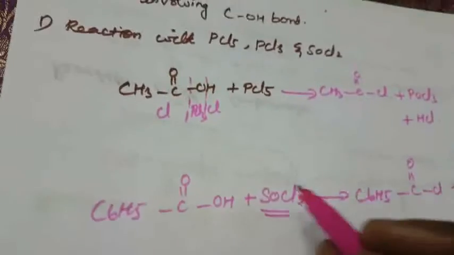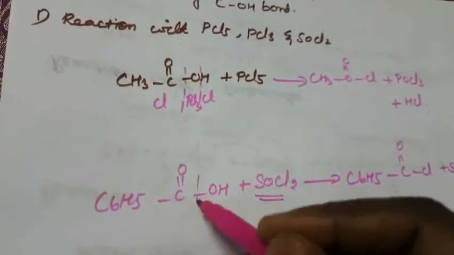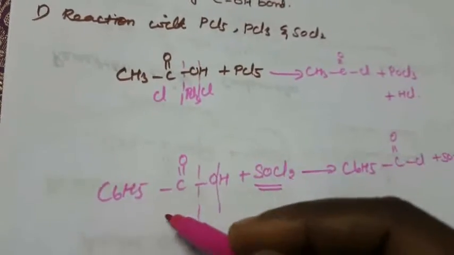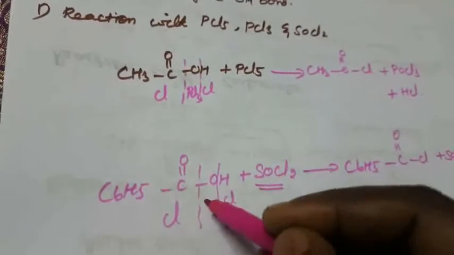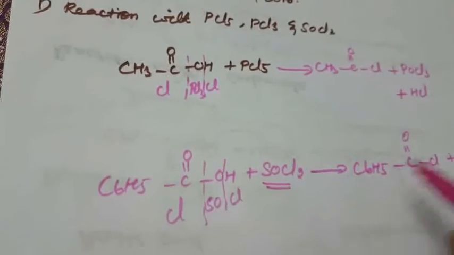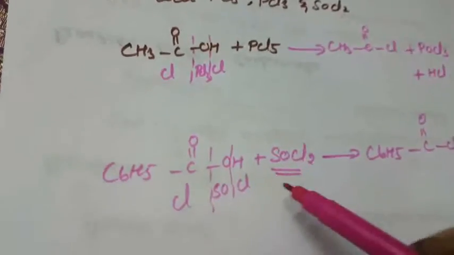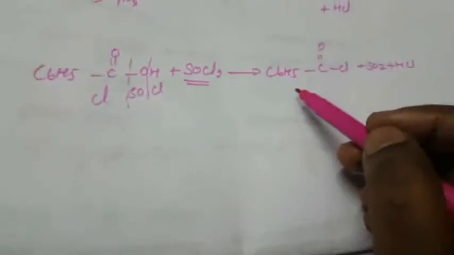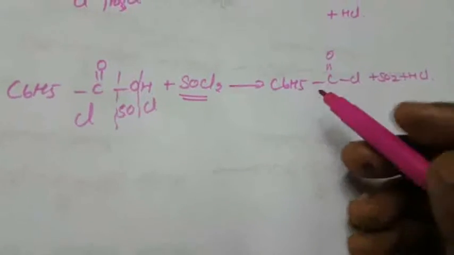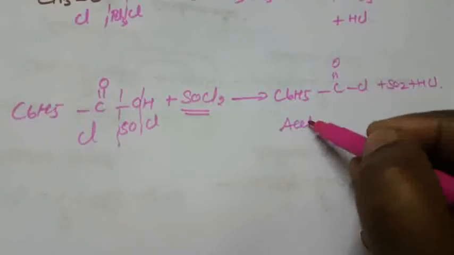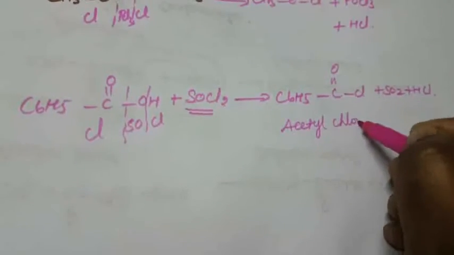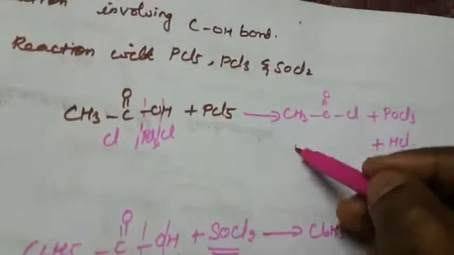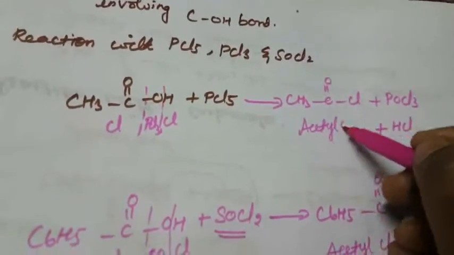Okay, so here the compound also breaks down. Here one Cl, here one Cl, here one SO. So this compound is thionyl chloride. So again it will be classified. That is C6H5, C double bond O, Cl. What is the compound name? Acetyl chloride. This is also acetyl chloride.